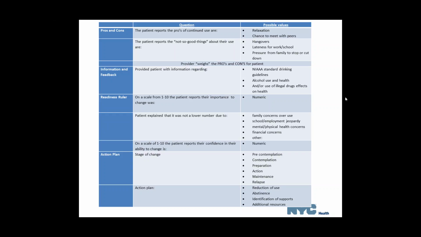So for example, the patient reports the pros of continued use, right? What we're doing here is pros and cons, otherwise known as decisional balance, and this is to help amplify ambivalence in our patients. By asking what the good things of continued use are, or why they like to use, what they get out of it, it really helps with rapport. And it expresses an interest from the medical provider in why the patient is using. So it's whether relaxation, a chance to meet with peers. All of this can be customized based upon, I guess, popular responses that providers see.